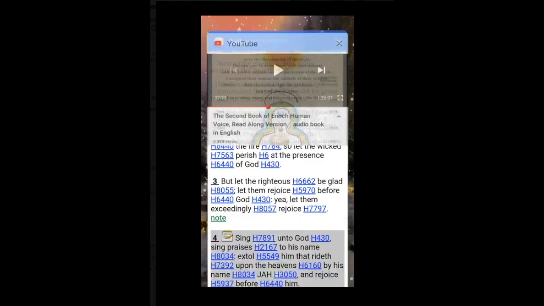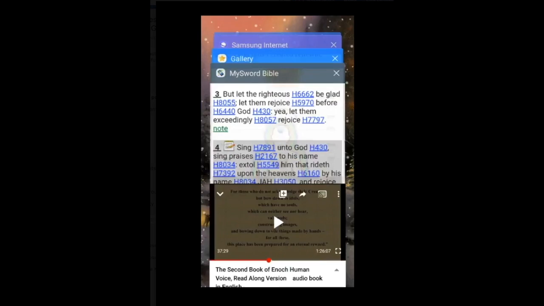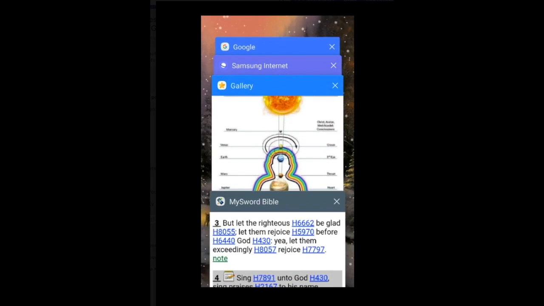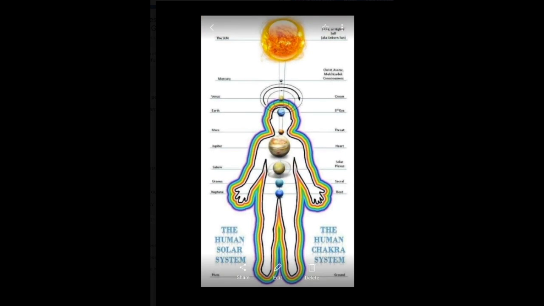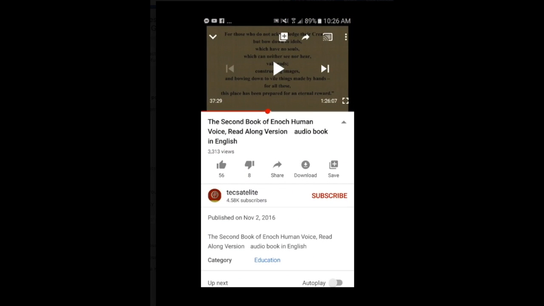to go back, I'm not sure as far as the correct alignment of the planetary system. I know we was given the diagram here. So, I don't know if, because this audio video is in English, I don't know if it was translated correctly or whatnot. But I just want to share this information.